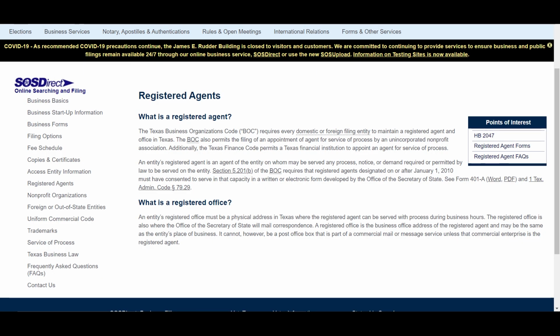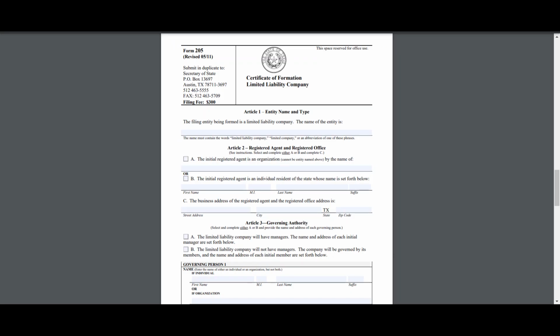So the second step is to appoint a registered agent. Every Texas LLC must have an agent for service of process in the state. This is an individual or business entity that agrees to accept legal papers on the LLC's behalf if it is sued. The registered agent may be a Texas resident or a business entity authorized to do business in Texas. The registered agent must have a physical street address in Texas, and the LLC may not be its own registered agent.